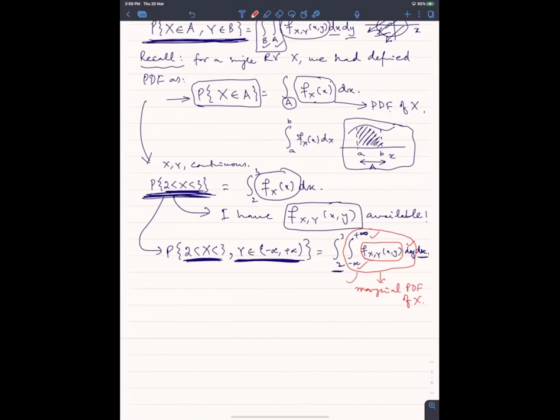So this is f_X(x) dx going from 2 to 3, which is true, and we know this should be the answer, x between 2 and 3. If y did not exist and I only had a probability density function of x, I would simply calculate it like this. So this will give you exactly the same answer.